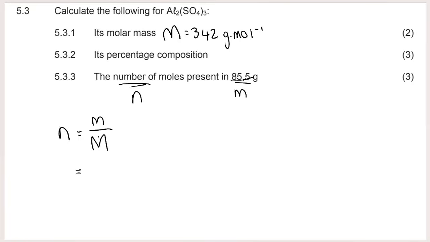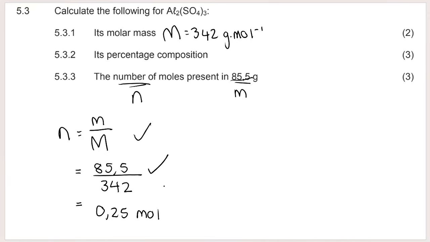Okay, number of moles present in 85.5 grams. So my mass is 85.5. My molar mass, again, is what I worked out earlier, 342. And then I get 0.25 mole. There we go, 3 marks: formula first, substitution, answer with units.